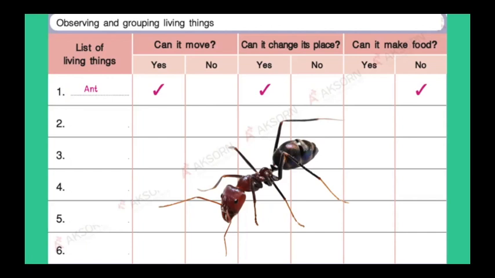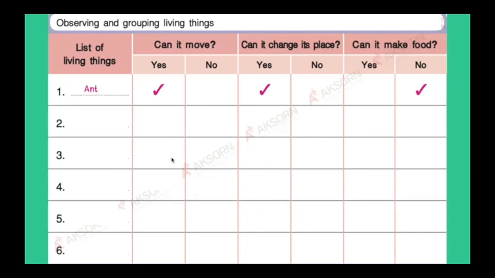Number 1, ant. He can move. He can change its place. He cannot make his food. All right, this is the answer. We observe the ant, we analyze, and we record information about the ant. Okay, this is it about ant. Next row, number 2. I look around and I find some other living things.